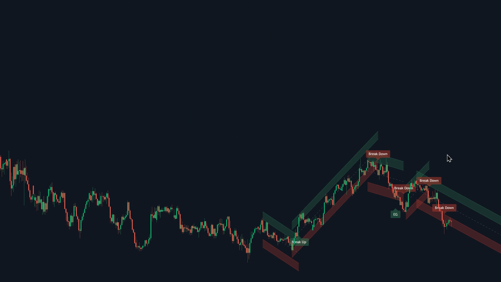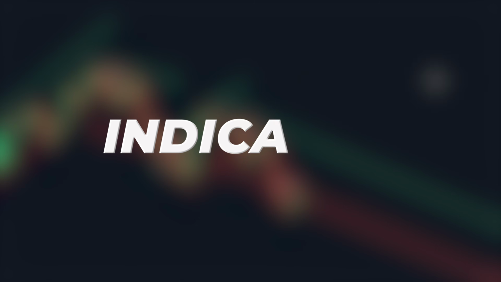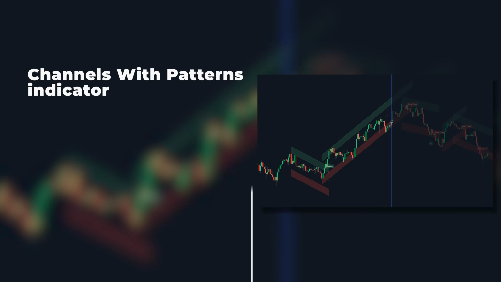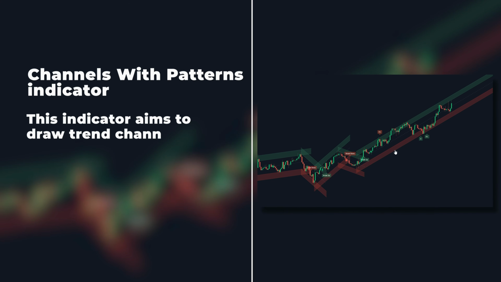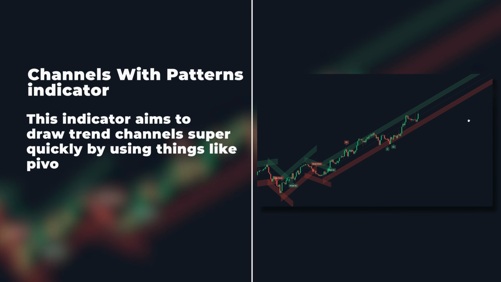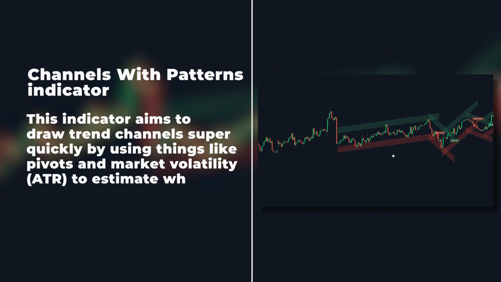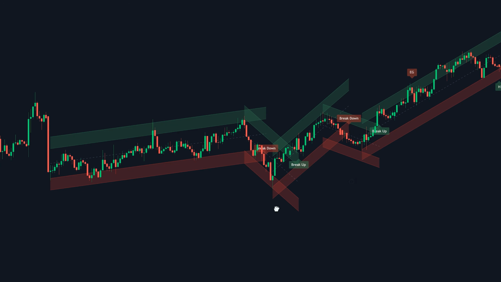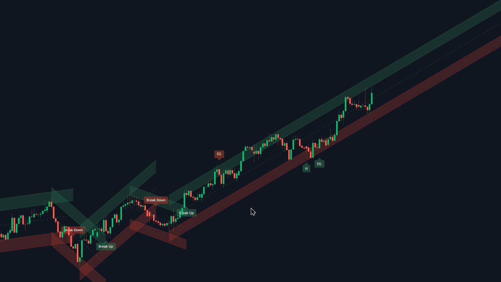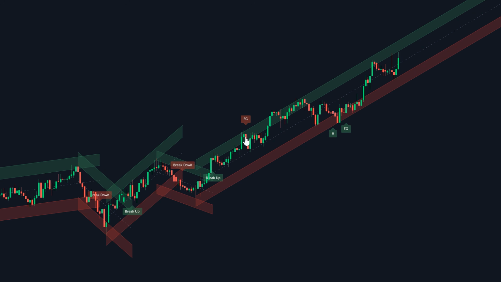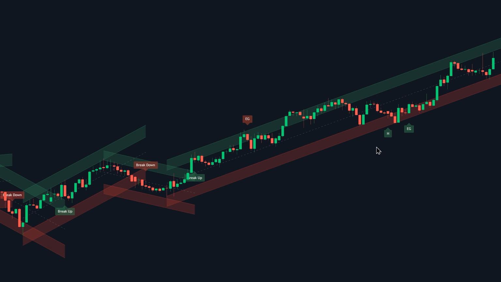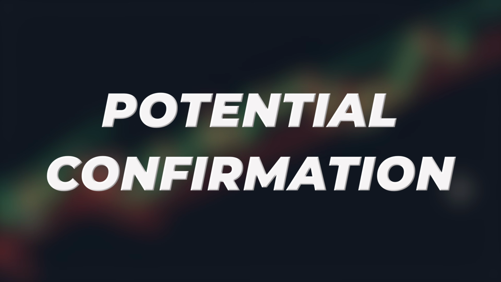Ladies and gentlemen, this is the Channels with Patterns indicator by ChartPrime. So, what's it all about? In a nutshell, this indicator aims to draw trend channels super quickly by using things like pivots and market volatility to estimate where the price might bounce around. But the cool part is, it doesn't just draw the channel. It also looks for specific candlestick patterns, like engulfing bars or hammers, but only when they appear near the top or bottom edges of the channel, giving you potential confirmation for reversals or bounces.